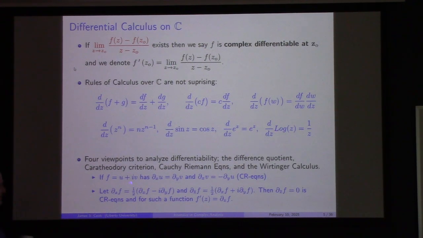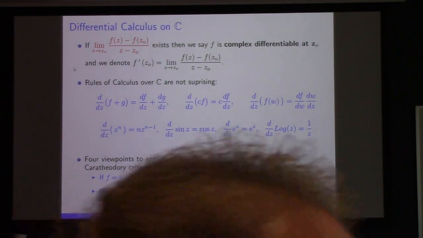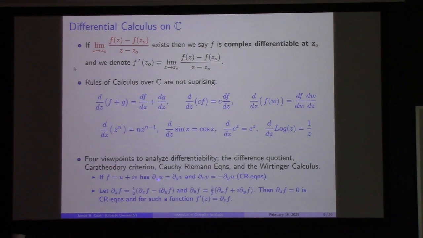Everybody talks about this. If f is equal to u plus iv, then it's complex differentiable if this is a continuously differentiable function, which means just that the partial derivatives exist and are continuous, and these relations between the partial derivatives hold: the x derivative of u is equal to the y derivative of v, and the x derivative of v is the minus y derivative of u. These are the so-called Cauchy-Riemann equations. If those equations hold, that gives you complex differentiability of the function.